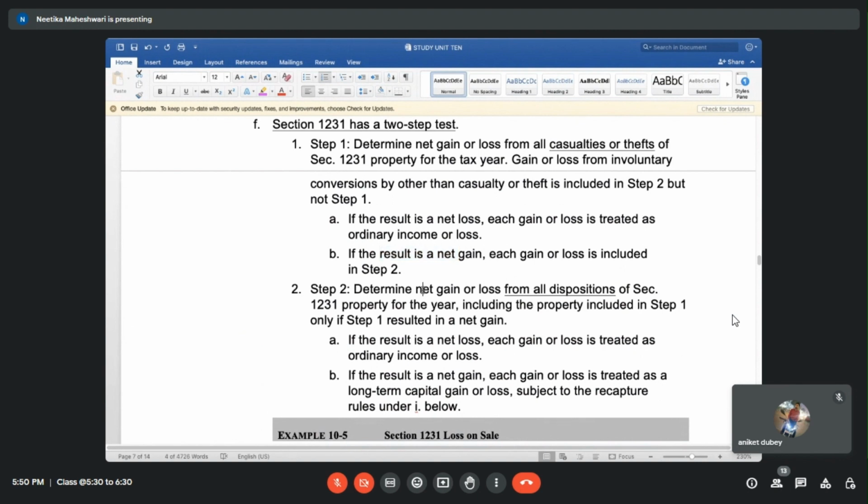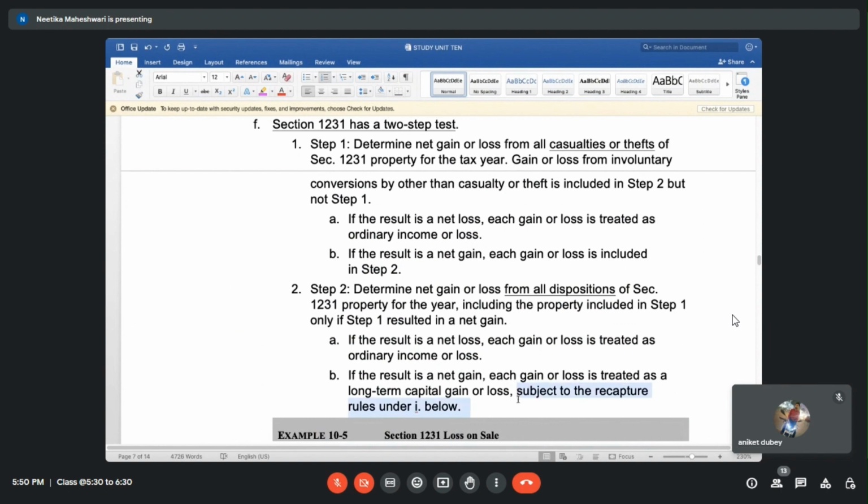Determine the net gain or loss from all dispositions of section 1231 property, including the property in the first step. In the first step, we take only property related to casualties or thefts. Everything else will come in the second step. If the result is a net loss, we take that as an ordinary loss. If it's a gain, then each gain or loss is treated as long term, subject to the recapture rule. There can still be recapture.